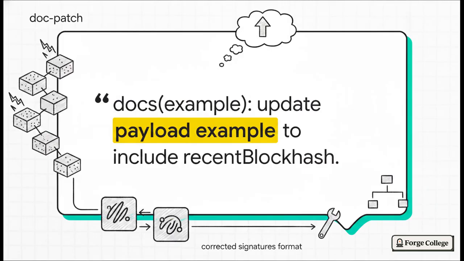And here is the beautiful result of that rapid response process, a crystal clear changelog entry. It tells developers exactly what changed, that we updated the transaction payload to include the recent block hash and fixed the signature format, and it clearly categorizes it as a docs patch. It tells the user exactly how to fix their code without triggering some panic-inducing version bump. It is clear, actionable, and 100% transparent.